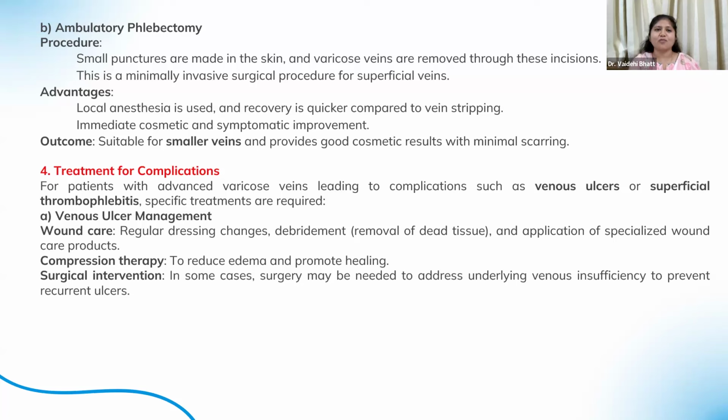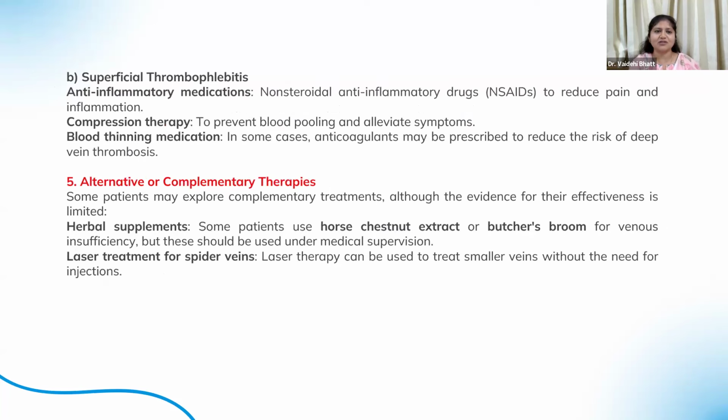Then superficial thrombophlebitis, if it occurs, is treated with anti-inflammatory measures as part of conservative treatment. What are the alternative or complementary therapies? Some herbal supplements like horse chestnut extract or butcher's broom can help. Or sometimes laser treatment will help with the cosmetic look for the spider veins.